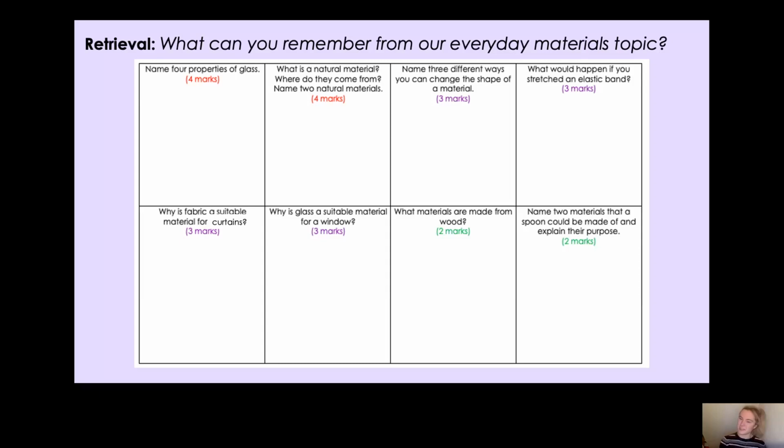Okay, Year 2, should we see how much you've remembered from this topic? Well, number 1, name 4 properties of glass. Now you can mark this yourself and then when you send it into the office, I'll double check it, okay? So I'll have a look at your answers again because for some questions you might have put a different answer, which is also correct, but I just haven't thought of it, okay? So name 4 properties of glass.